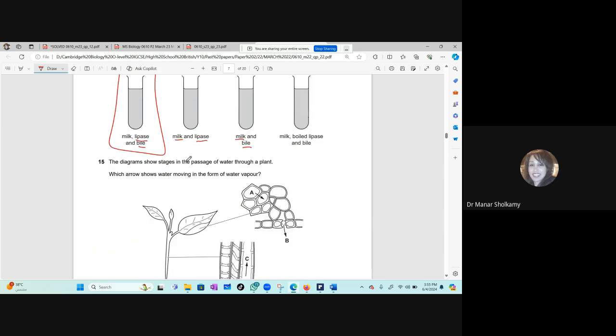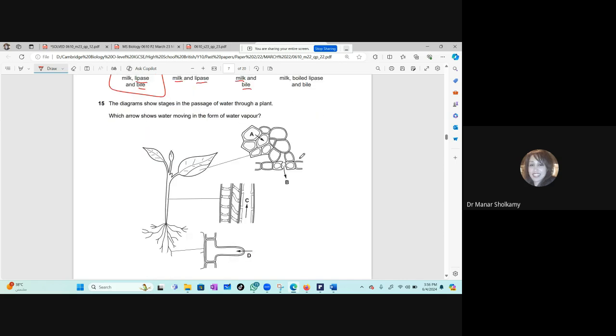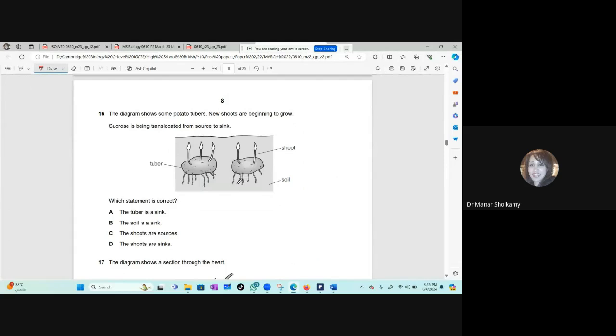The diagram shows stages in the passage of water through a plant. Which arrow shows water moving in the form of water vapor? A or B or C or D? Now, this is really easy also. B. Of course, it's B. Yes, transpiration. Well done.